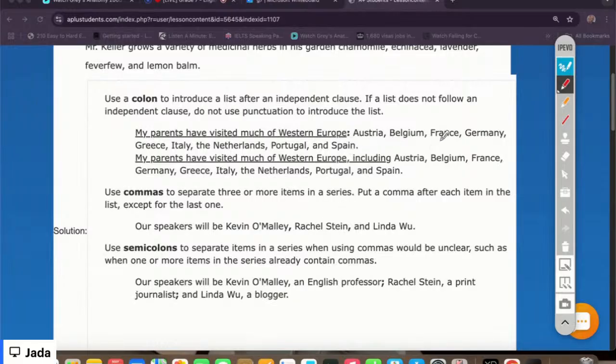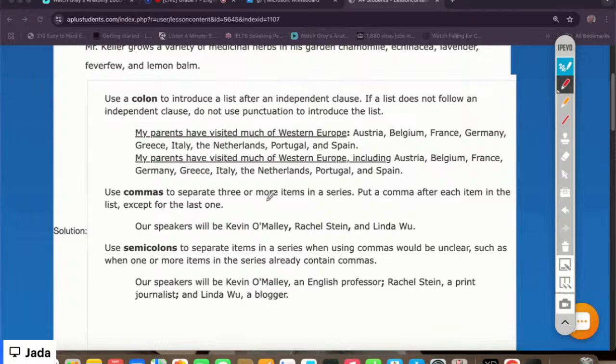So Austria, Belgium, France, Germany, Greece, Italy, the Netherlands, Portugal, and Spain. Now, if it were "my parents have visited much of Western Europe, including", it doesn't follow an independent clause, so you would not use a colon. So if it follows an independent clause, then use a colon.